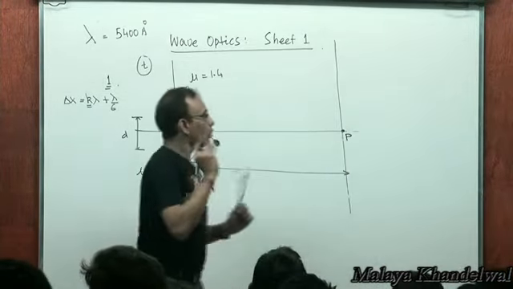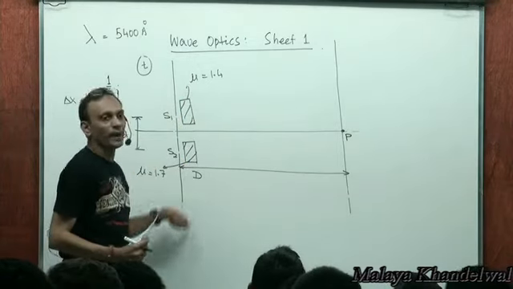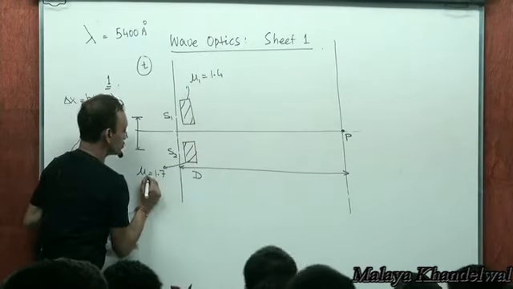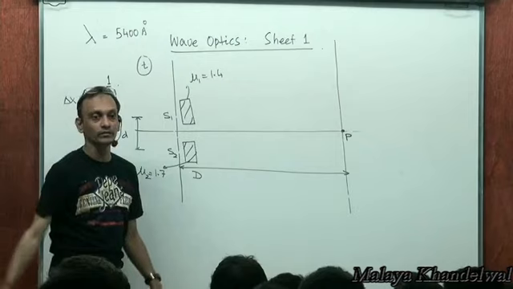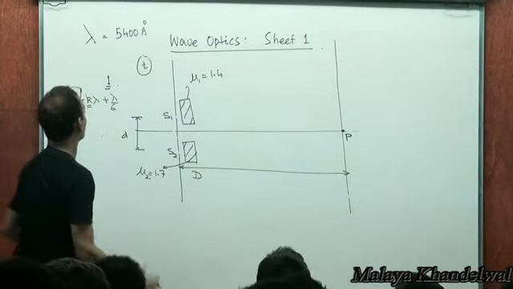See, one thing, realize that the entire fringe pattern must have shifted downwards. Say if this is mu1, this is mu2. Do you realize that mu2 is greater than mu1? So we know for sure that the fringe pattern has shifted down.